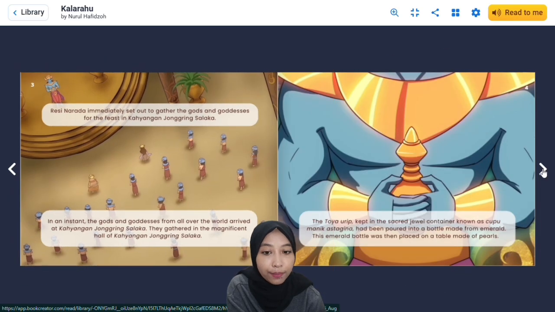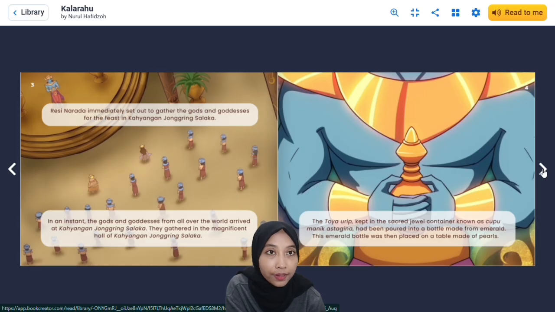Resi Narada immediately set out to gather the gods and goddesses for the feast in Kahyangan Jonggring Salaka. In an instant, the gods and goddesses from all over the world arrived at Kahyangan Jonggring Salaka. They gathered in the magnificent hall of Kahyangan Jonggring Salaka.